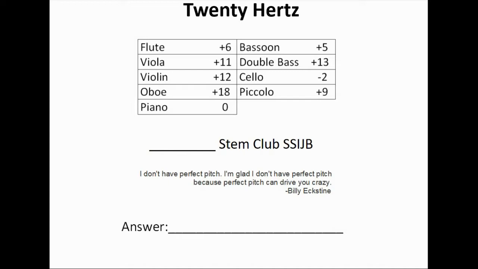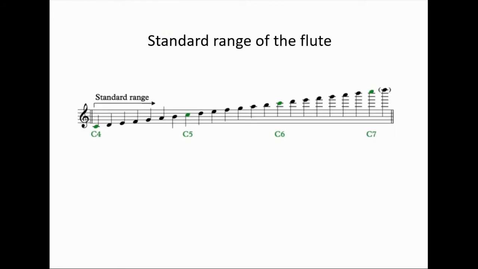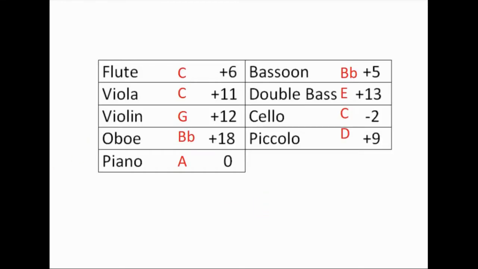So what the title is trying to tell you, 20 Hertz. 20 Hertz is the lowest frequency the human ear can hear. So it's trying to hint that you should find the lowest sounding note that all of these instruments can play. So each instrument has its own standard range. For example, for the flute, it starts from this C until this note, and this lower sounding note can be represented by the alphabet C. So if you find out all of the lower sounding notes of all these instruments, we'll get this.